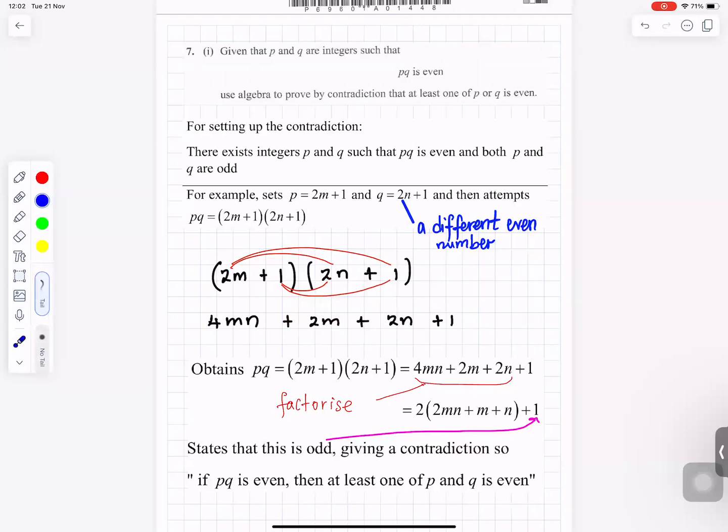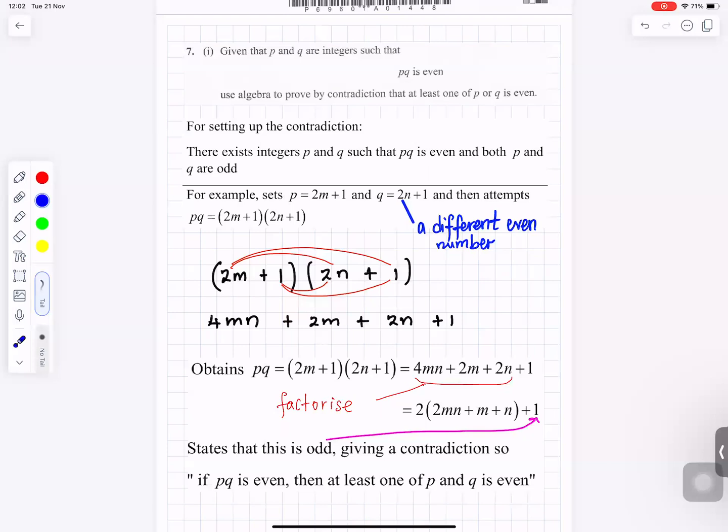So for example, let's pick p equals 2m plus 1. 2m is an even number, plus 1 is an odd number. Let's pick the next one. q is 2n plus 1. 2n is a different even number, plus 1 gives you an odd number. And then we multiply out the double brackets. We get 4mn plus 2m plus 2n plus 1.